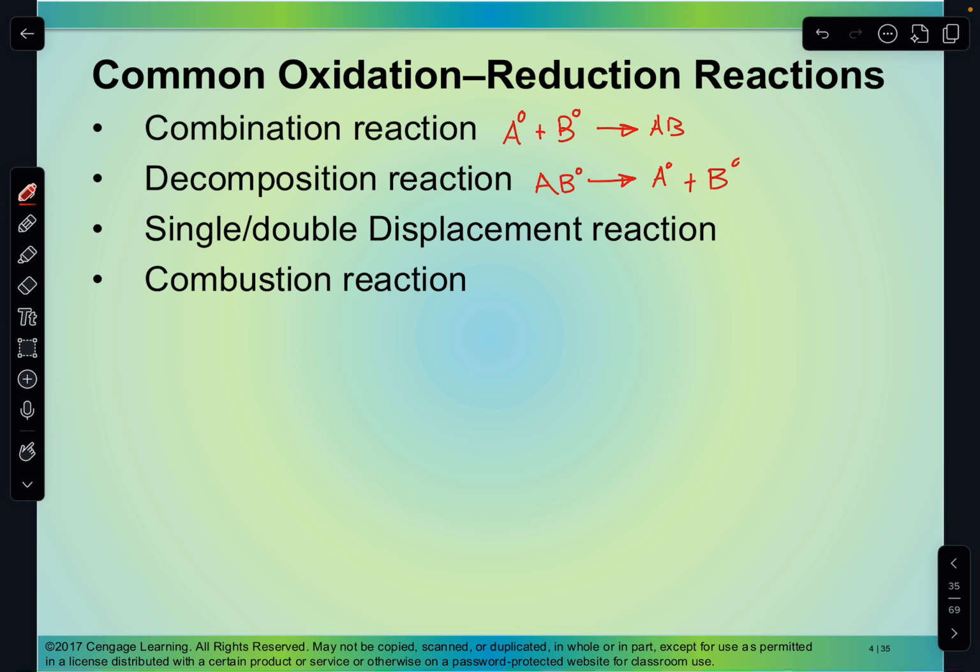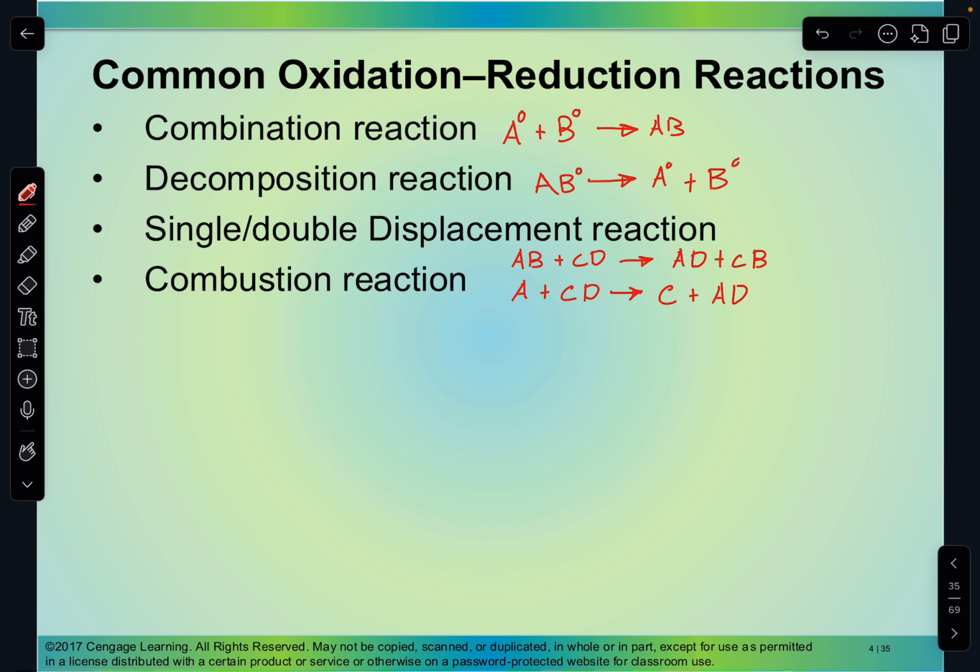And then we have single and double displacement reactions. So that is AB plus CD goes to AD plus CB, double replacement. And then we also have single replacements where we have A plus CD goes to C plus AD.